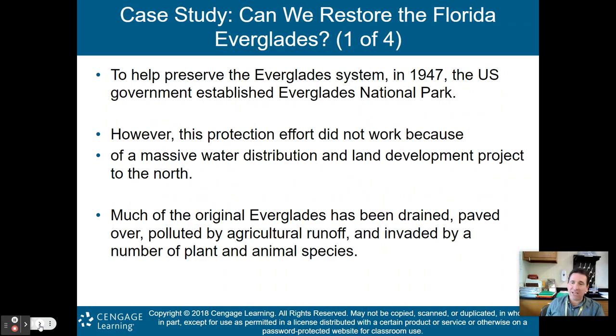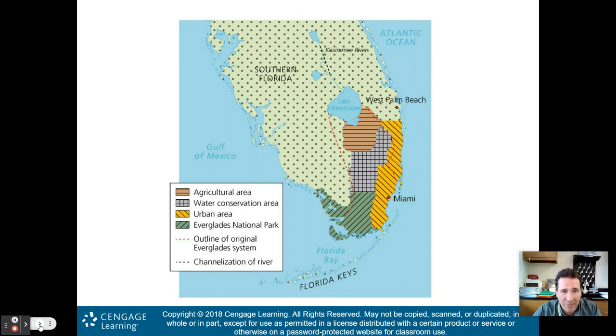So a case study that the book talks about is the Florida Everglades, right? A huge inland wetland in southern Florida. To help preserve the Everglades system, in 1947, the U.S. government established Everglades National Park. However, this protection effort did not work because of the massive water distribution and land development project to the north. We'll talk about that in a second. Most of the original Everglades has been drained, paved, polluted by agricultural runoff, and invaded by invasive plant and animal species.